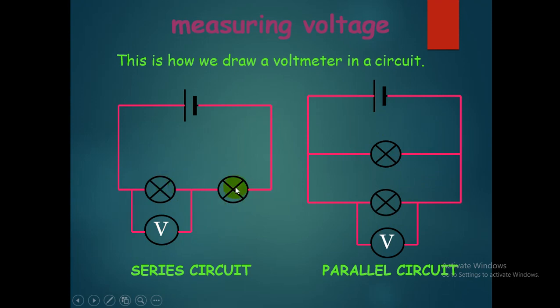See, the two bulbs are connected in series. Suppose we want to find out the voltage drop across this bulb only, then we have to connect one voltmeter across the bulb. Then immediately we can get the voltage drop across that particular bulb. Here also, the same thing. Though we are connecting these two bulbs in parallel, suppose we want to find out the voltage drop across this bulb. We can find this out using the voltmeter when it is connected in parallel to the bulb.